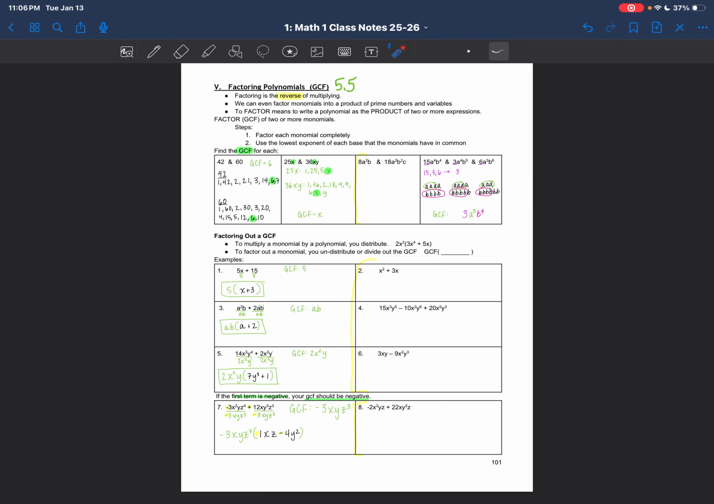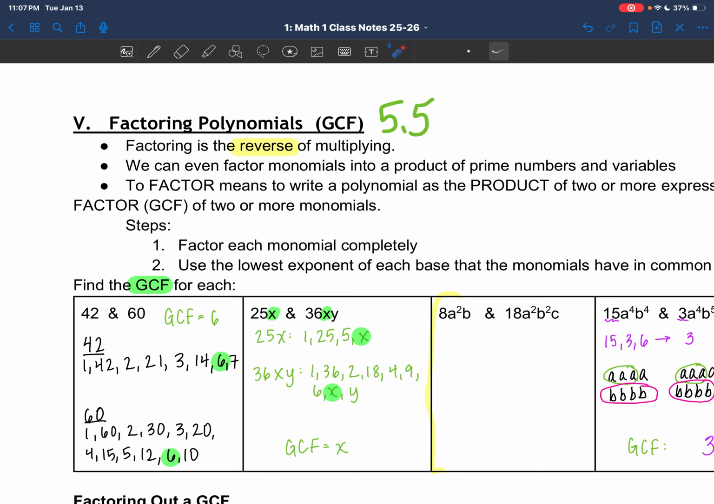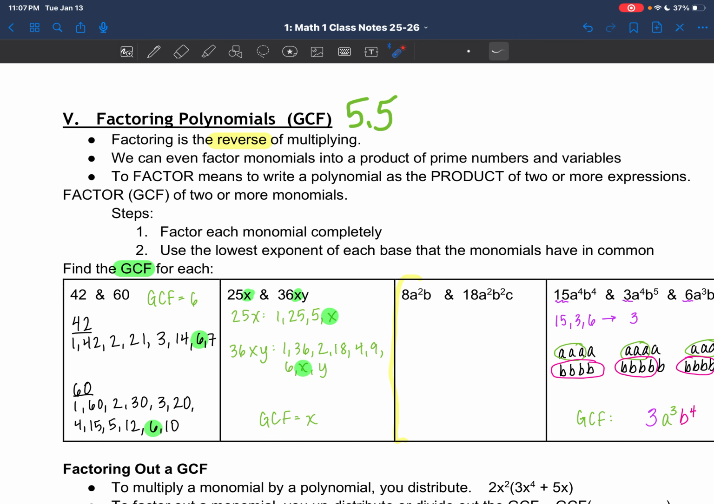All right, today we're going to talk about factoring polynomials using the GCF, or greatest common factor. When you're factoring, that is the reverse of distributing, so it's the reverse of multiplying. We can even factor monomials into a product of prime numbers and variables. To factor means to write a polynomial as a product of two or more expressions.